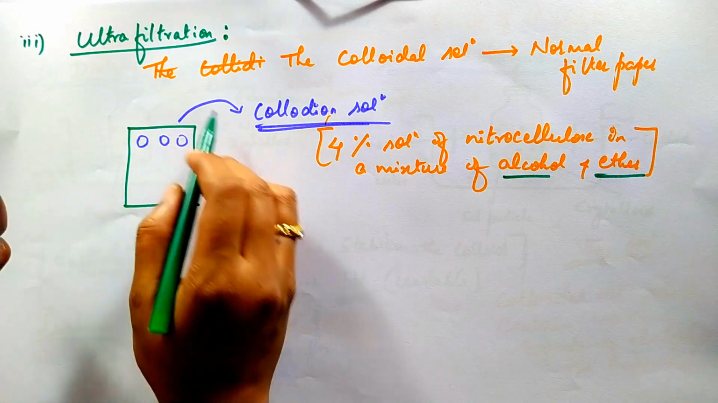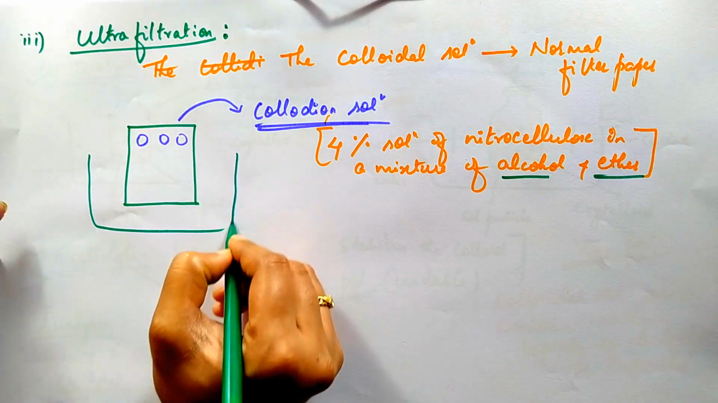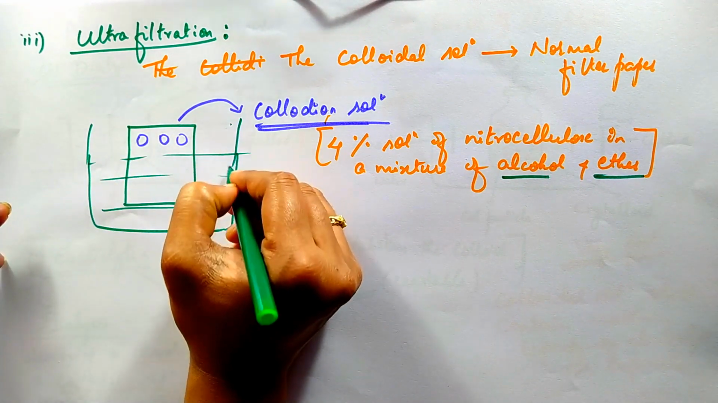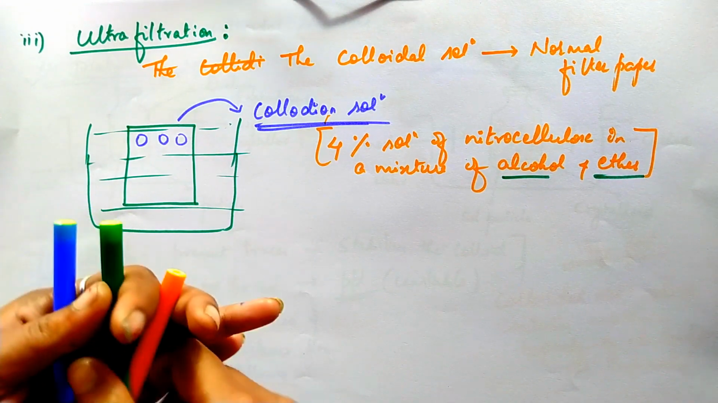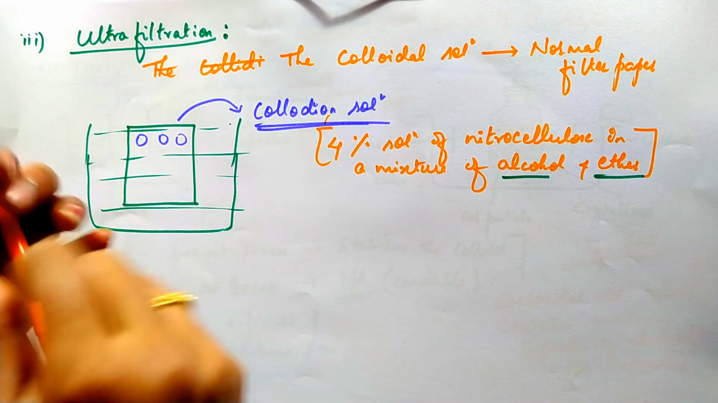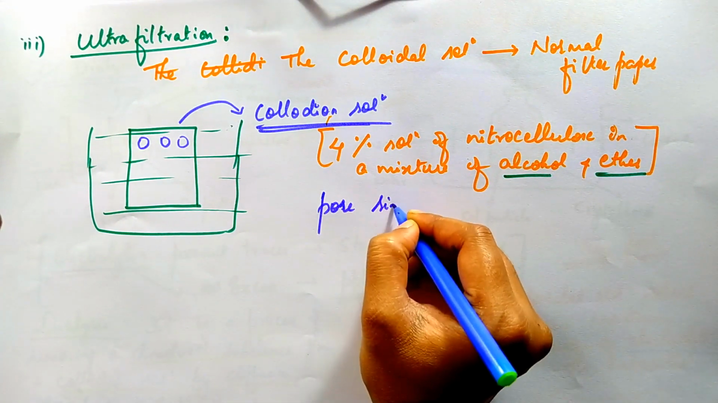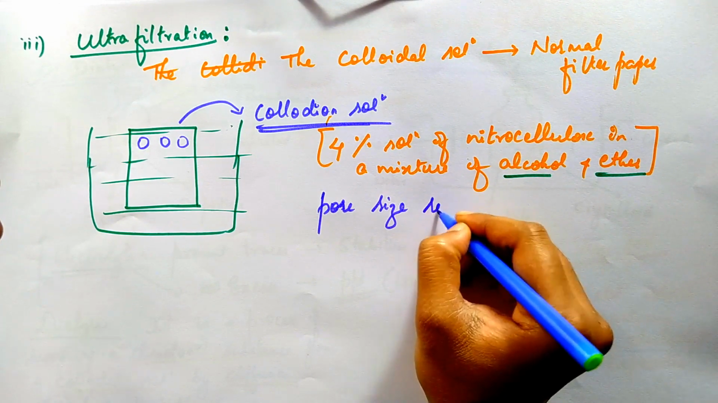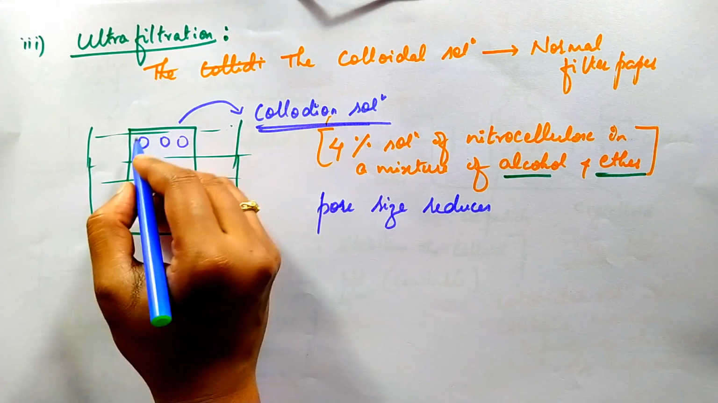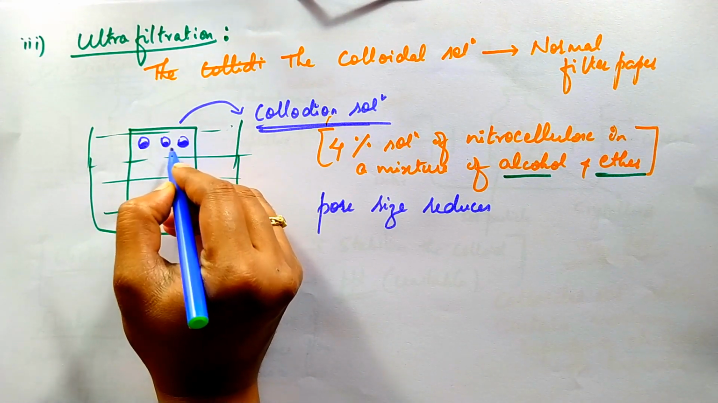Now we have to soak this normal filter paper in this solution. If I soak this normal filter paper in this solution, what happens is the pore size decreases. The pore size of the normal filter paper reduces. It becomes small. That means the particles sit on the pores and the pore size decreases.